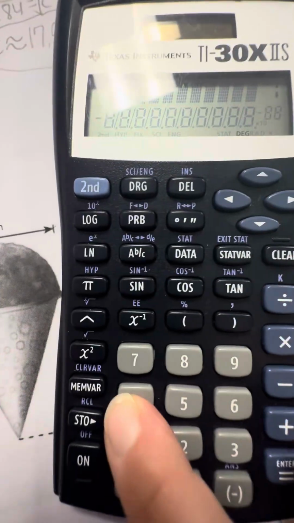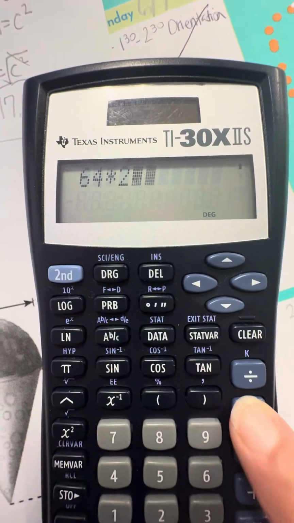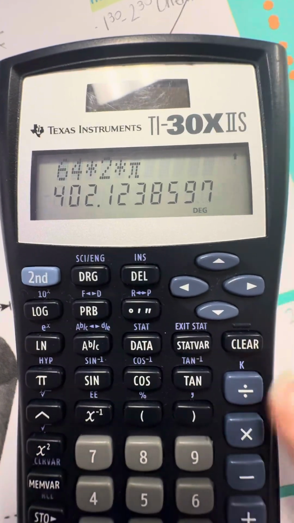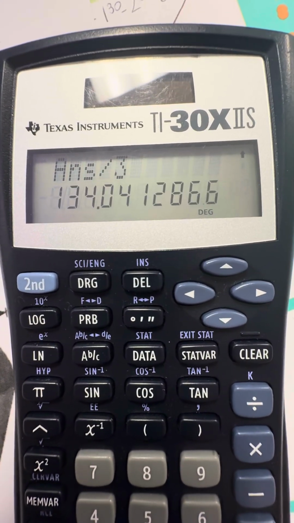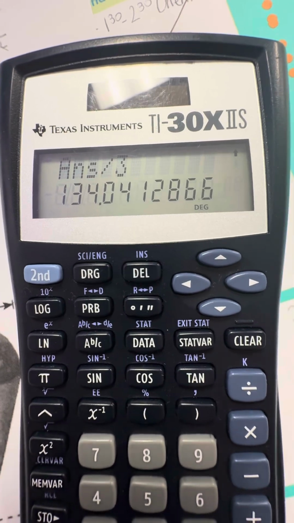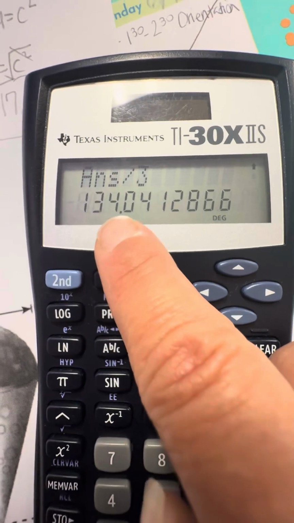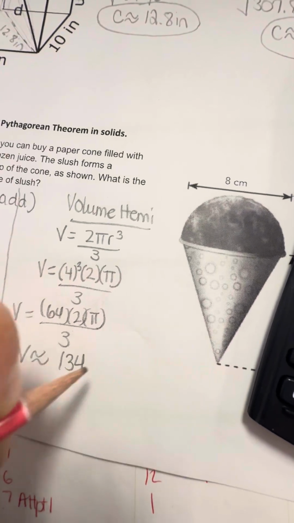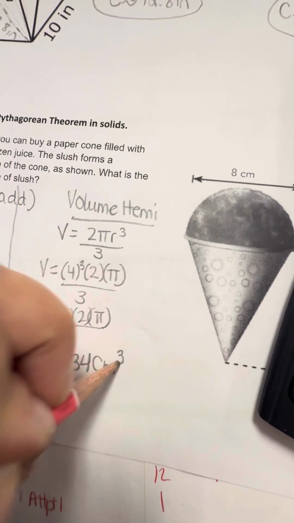So we're going to do 64 times 2 times pi. Get that answer. That's equals. And then we're going to divide it by 3. We get 134. Then the 0 is not going to do anything, so it's just going to be about 134. And again, this is in centimeters cubed.